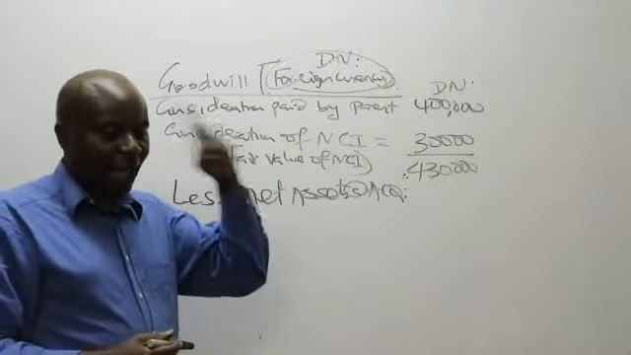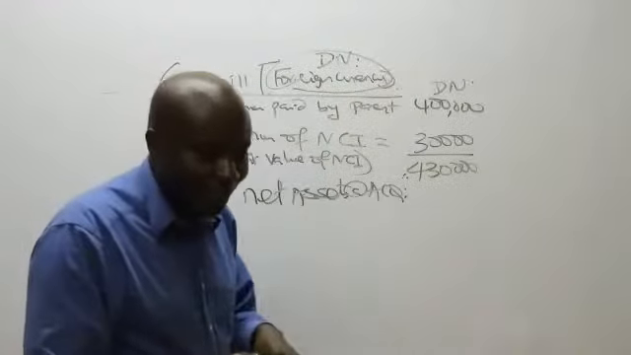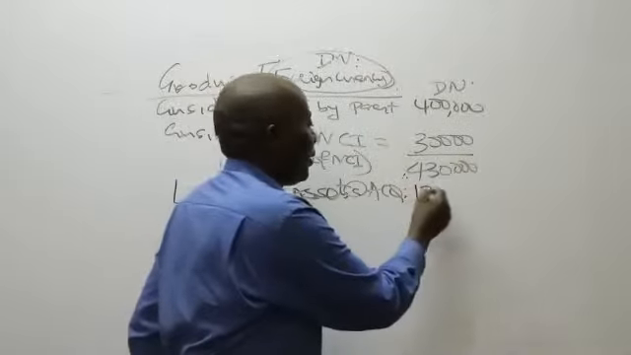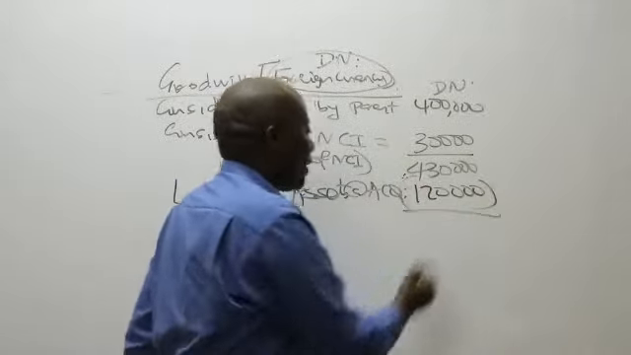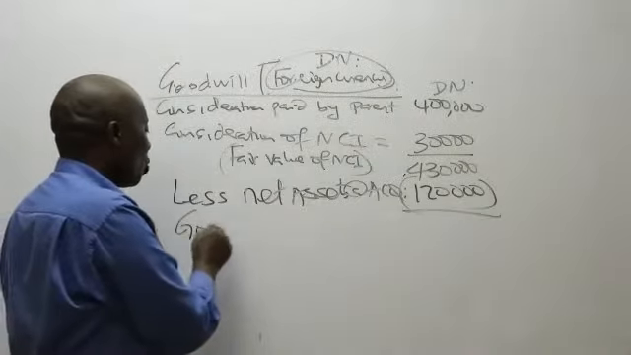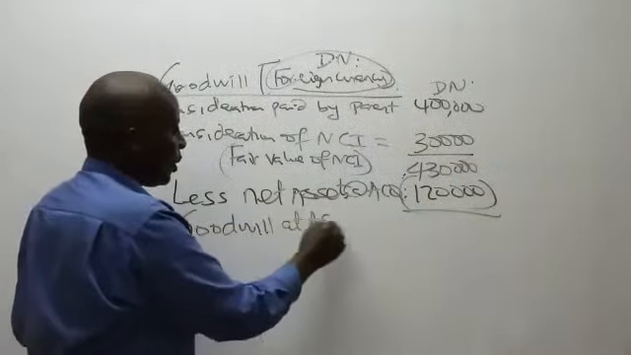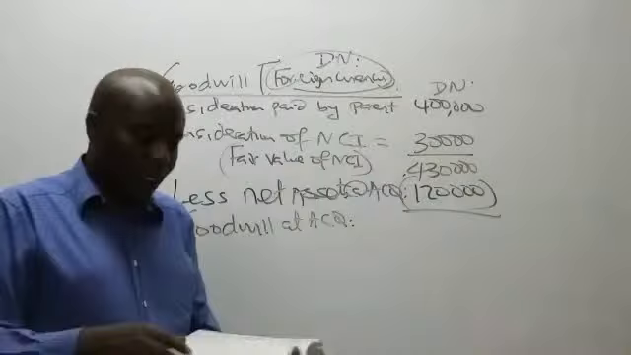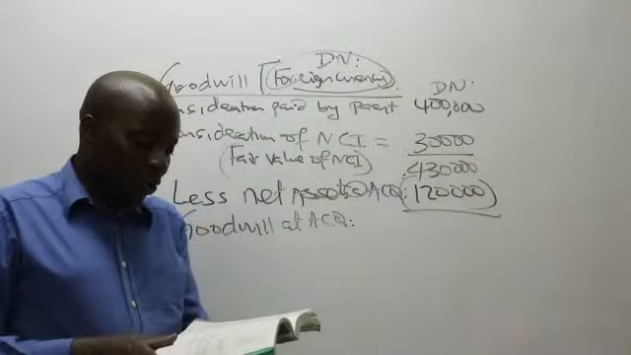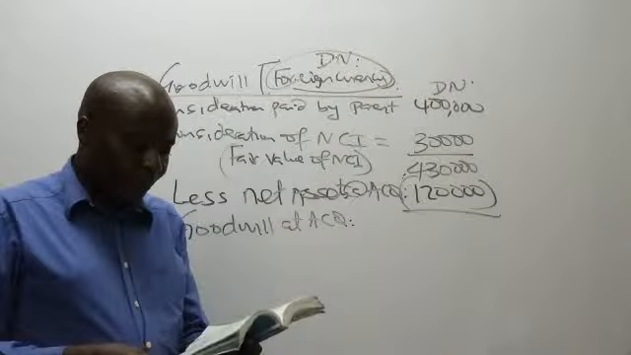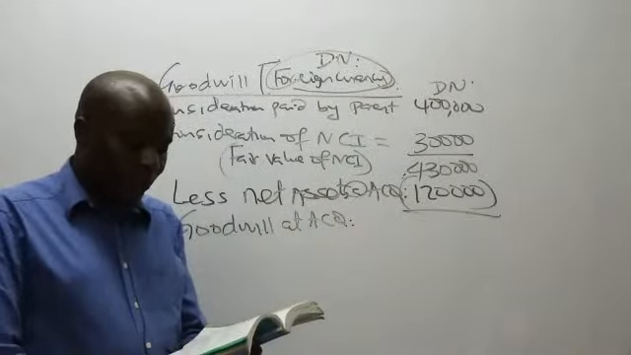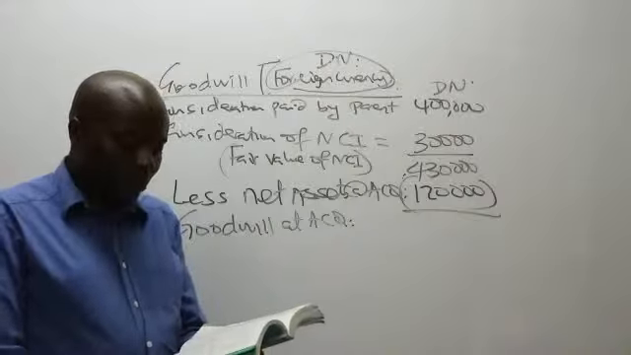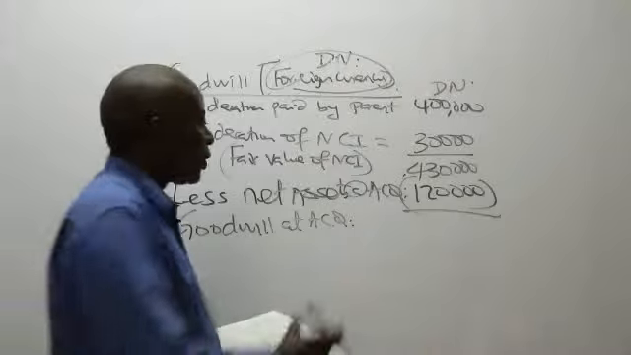In DN, how much? 120,000. So could you kindly subtract here for you to be able to give me what we call goodwill at acquisition. What are we able to get as goodwill at acquisition? $310,000. Thank you very much.